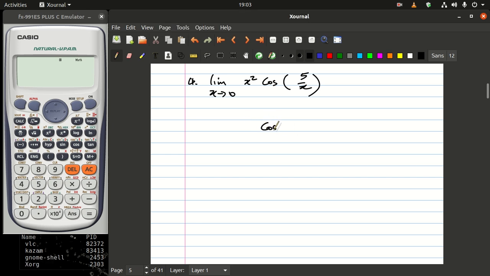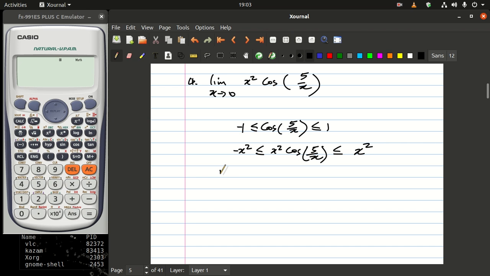I know that the cosine function of theta, whatever the value is inside, it's always going to be less than or equal to 1, and greater than or equal to minus 1. It doesn't matter. Now, I have an x squared here. I'm going to multiply by x squared throughout. I will get minus x squared less than or equal to x squared times cosine of 5 over x less than or equal to x squared.